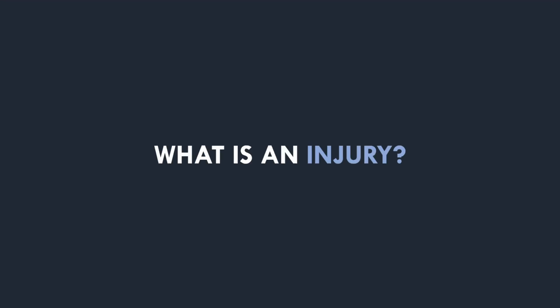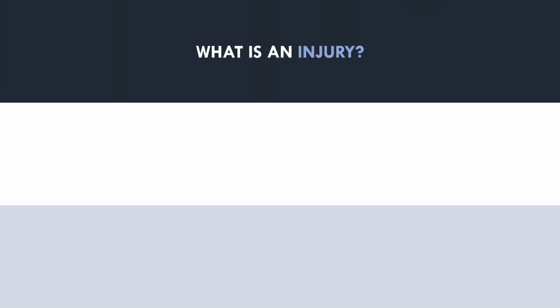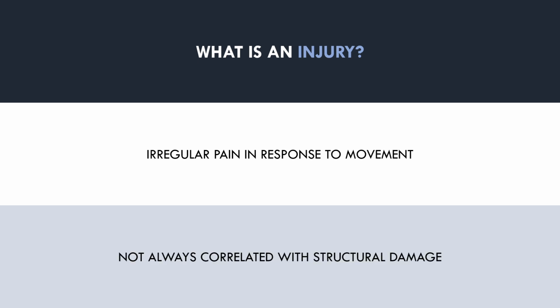Let's now establish what exactly an injury is. Injury is a very general term that can mean many different things, but basically, for this video we will define injury as an irregular pain signal that occurs in response to a movement. What we should understand is that injury is not always directly correlated with structural damage, like a strained or torn tissue. This means trainees can experience a pain response in the absence of structural damage, or trainees can also experience an absence of pain with unknown structural damage.